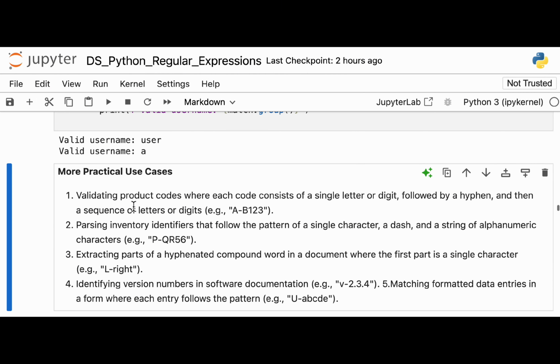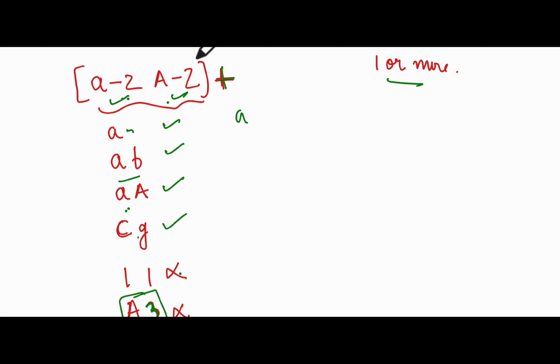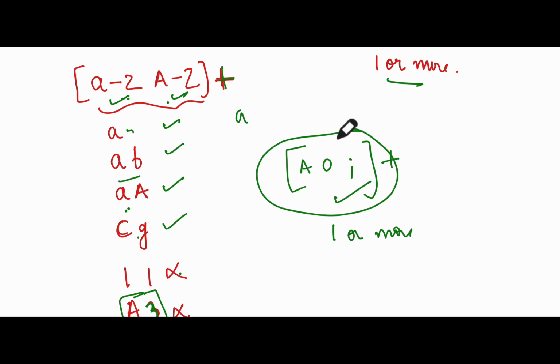Now let's see what more practical use cases there are for this type of pattern. In summary, the plus sign means that whatever is coming before it can come one or more times. It could be a text, a number, a special character, anything. Whatever you write before this, it can come one or any number of times. That is something you need to ensure.